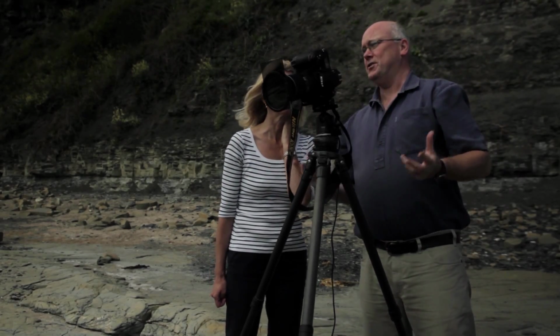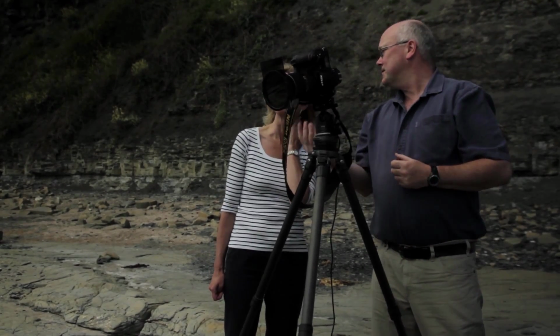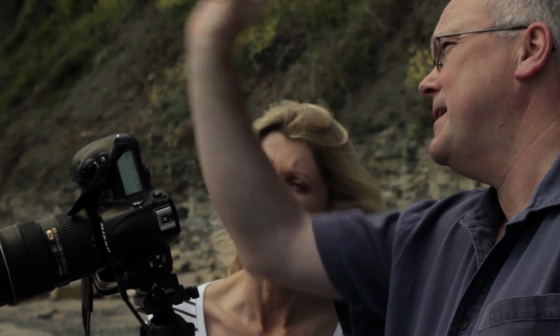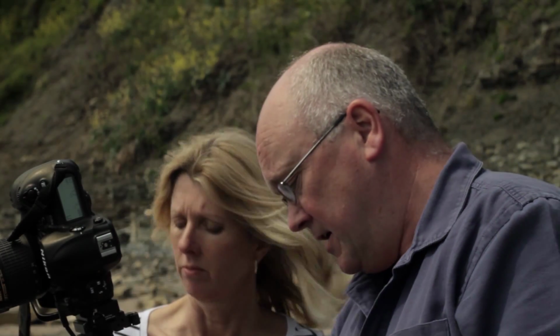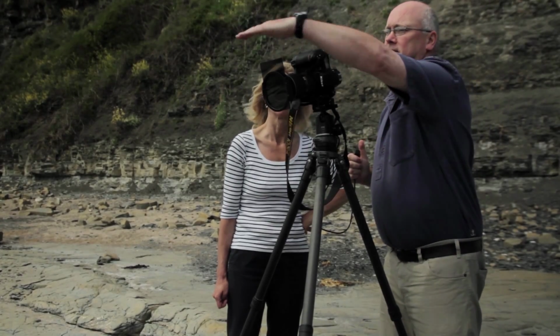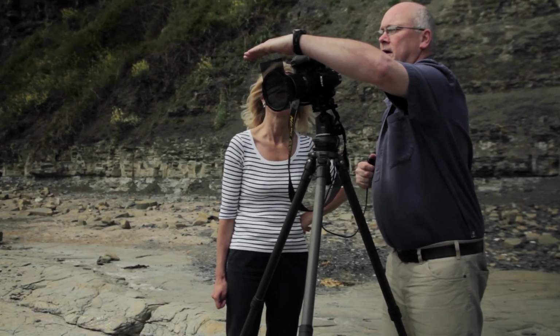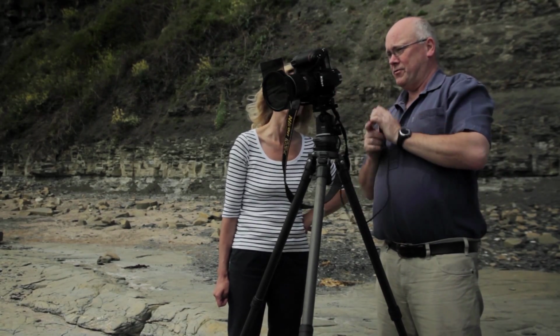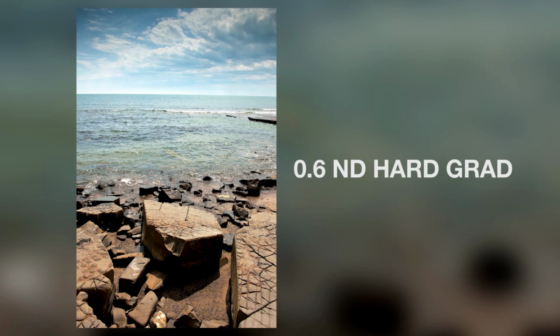Now what the grad is doing is in effect darkening the sky. The sky was 2 stops brighter than our foreground, so the filter is making the sky 2 stops darker than it really is, and you're balancing the exposure of the foreground with the sky. So all we need to do is mirror up, protect the lens and the filter, and fire. And then on the back of the screen you can now see that the foreground is the same as the sky, purely by the use of the grad.